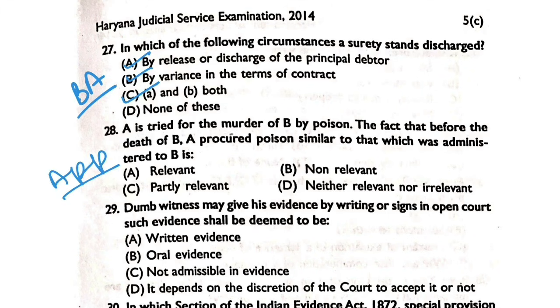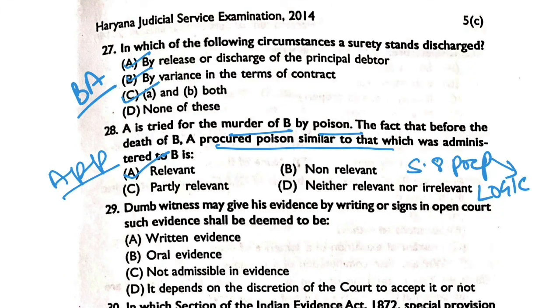Question 28 is an application based question. It says A is tried for the murder of B by poison. The fact that before the death of B, A procured poison similar to that which was administered to B, whether it is relevant, partly relevant, not relevant, neither relevant nor irrelevant. So in this case, the answer is A, it is relevant. It is relevant because section 8 says that anything that is a part of the preparation is relevant evidence for the purposes of the trial.